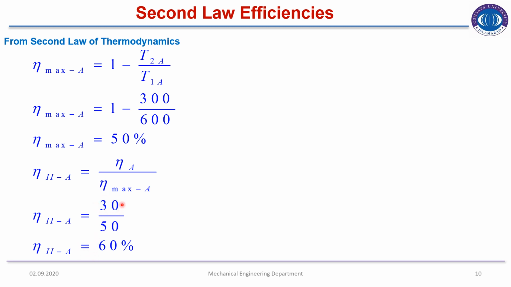So 30% is the thermal efficiency that we have calculated according to the first law of thermodynamics, and 50% is the thermal efficiency that we have calculated according to the second law of thermodynamics, considering that the heat engine is a reversible heat engine. Then we have taken the ratio of actual efficiency with respect to the maximum thermal efficiency. So second law efficiency for heat engine A is 60%.